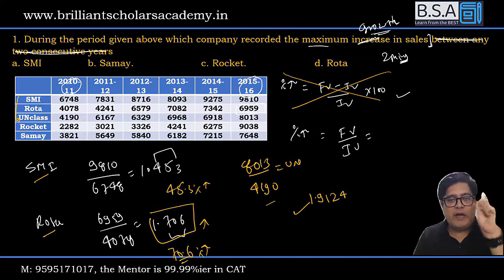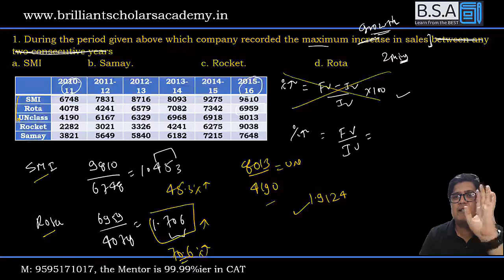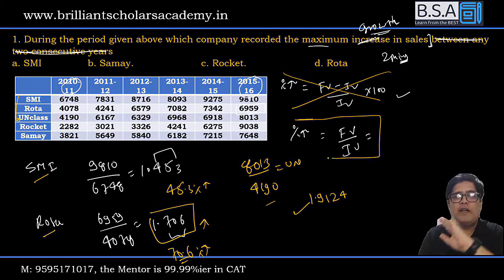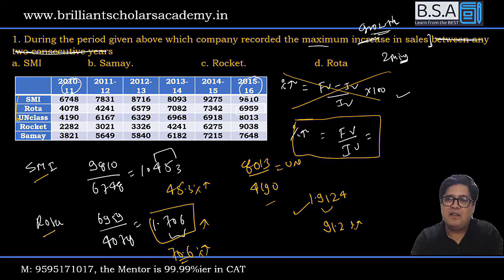So I want you to write this part down. Percentage increase or percentage change is basically final value upon initial value. Don't calculate percentage. How much is the increase? 91.2% increase. Write down the approach. The question is very easy. The question is very simple.